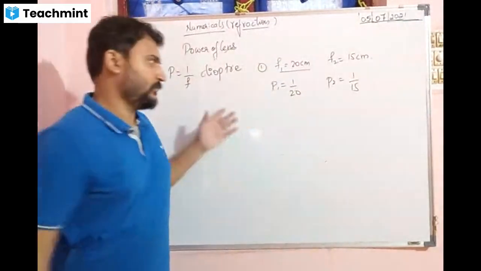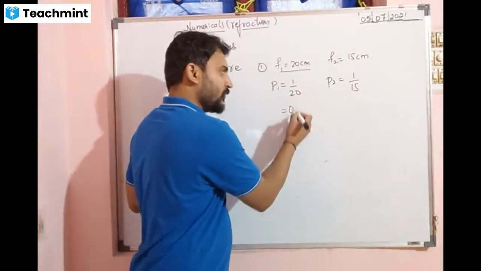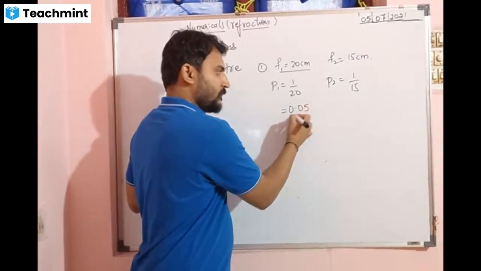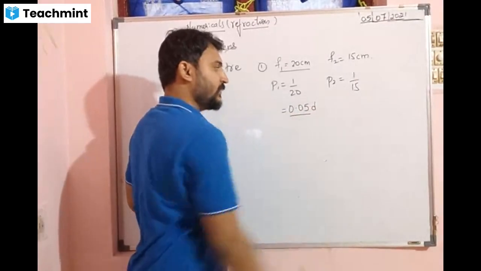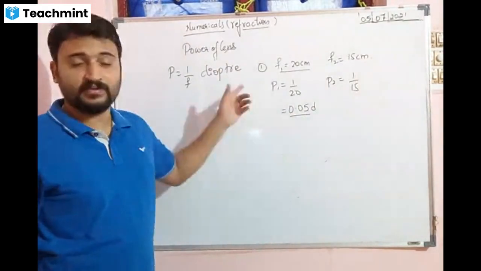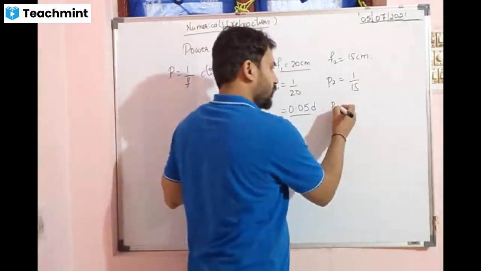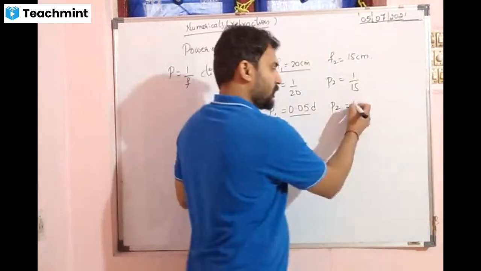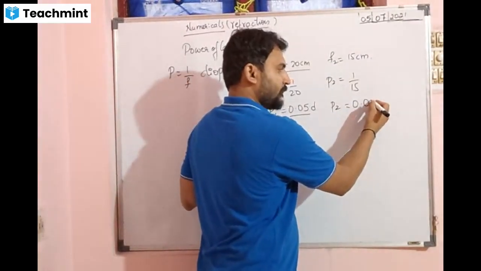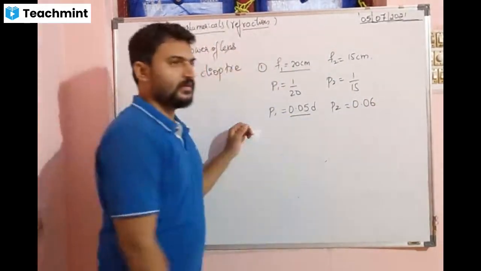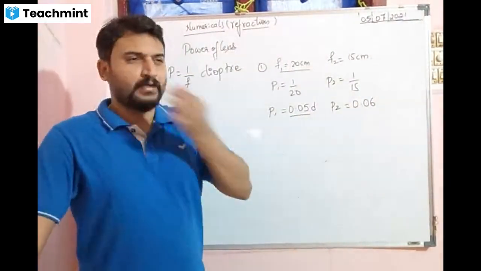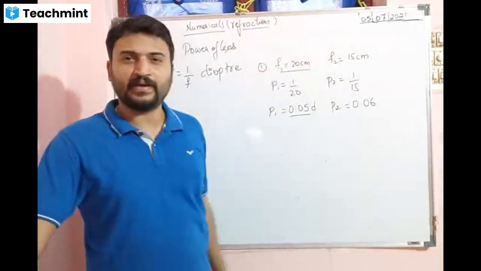1/15. P1 is 0.05 diopter. Here P2 is equal to 0.06. It doesn't stop actually. It doesn't have a terminating decimal. It has an infinite decimal expansion.